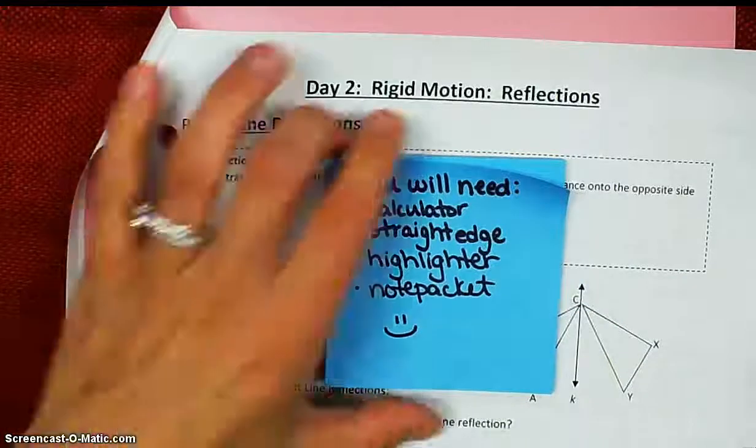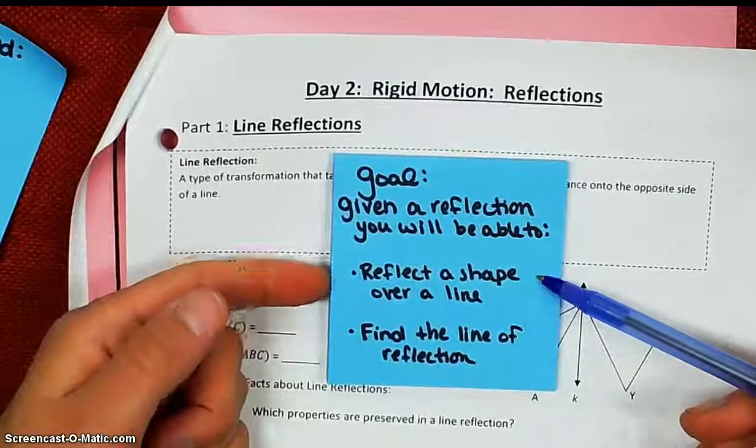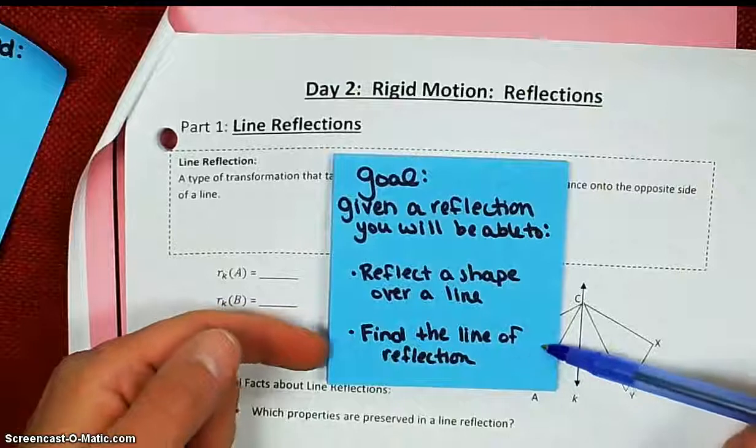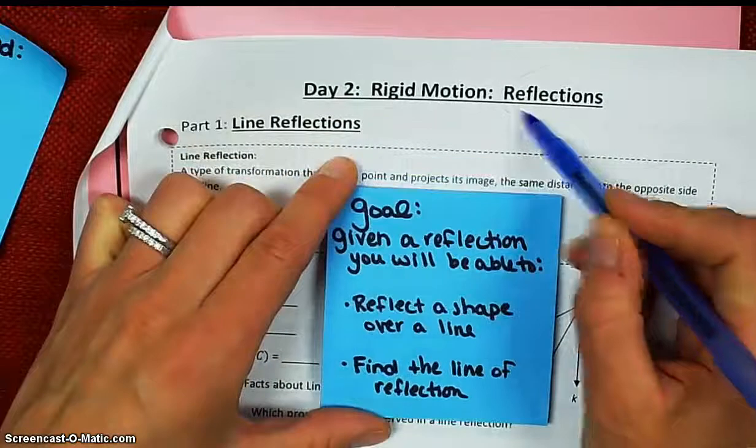Okay, as you get yourselves ready, our goal for today: given a reflection, you will be able to reflect a shape over a line and find the line of reflection. All right, so today everything is all about reflections.